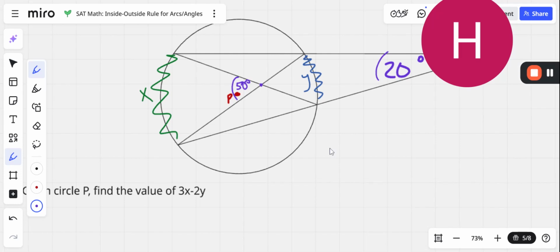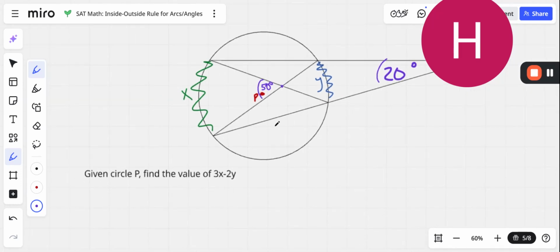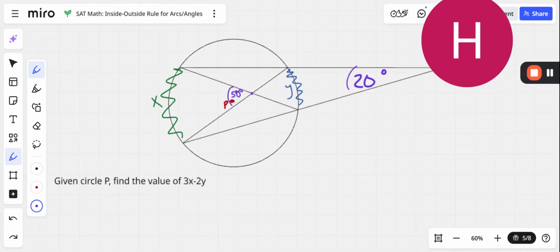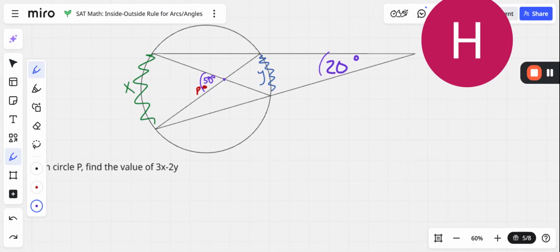You would approach this problem very differently. It would be very easy to find x and y if this were a central angle. You wouldn't even need these secant segments. There'd be almost no work to do. So let's get started. I'm going to make a separate video, as I mentioned, about the inside-outside rule, because we have an inside-outside rule for line segments, and then we have an inside-outside rule for the arcs and angles created by these segments.